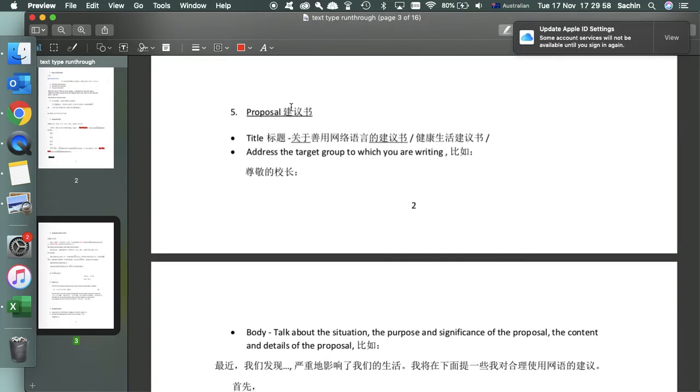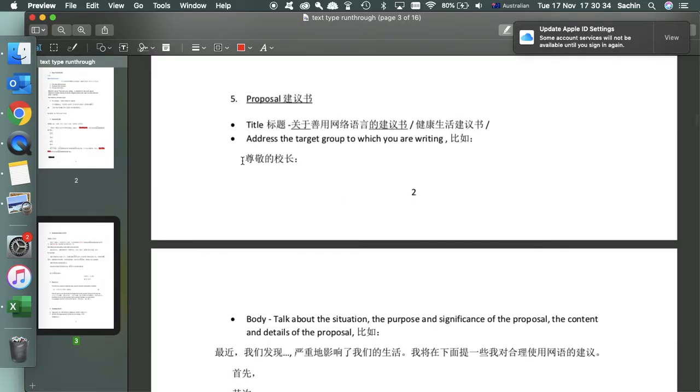Number 5 is a proposal, a jianyishu. So a jianyishu is similar to a letter, but the main difference is that it's got a title. So usually it will be Guan Yu, and then whatever topic you're talking about, and then jianyishu. So in this case, we have 关于善用网络语言的建议书. So like about how to properly use internet language, a proposal letter.